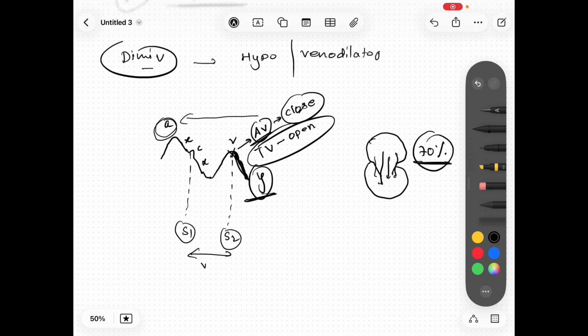Again, after Y descent, what will happen? The rest 30% of the blood is contributed by the atrial contraction. Again, it will form an A wave. Again, the cycle will continue.